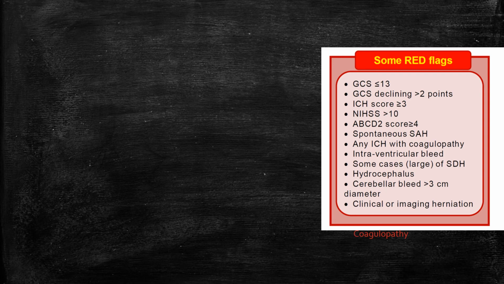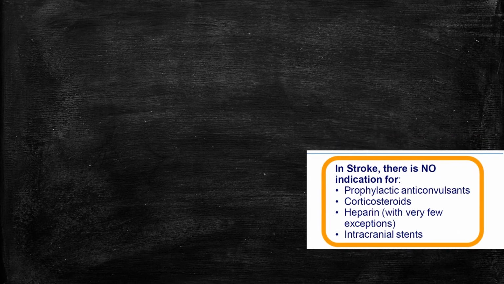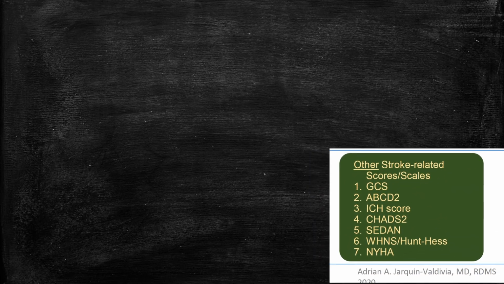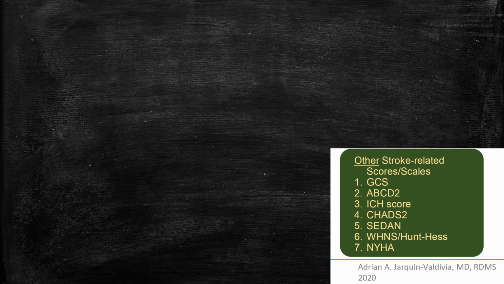In stroke, either ischemic or hemorrhagic, there is no indication for prophylactic anticonvulsant, corticosteroid use, intracranial stents, or with very few exceptions the use of heparin. Those clinicians taking care of stroke patients in the emergency room or in the hospital must be versed in the following stroke-related scores or scales: the Glasgow Coma Score, the ABCD2 score, ICH score, CHADS2 score, the SEDAN score, the Hunt-Hess classification, and the New York Heart Association classification.